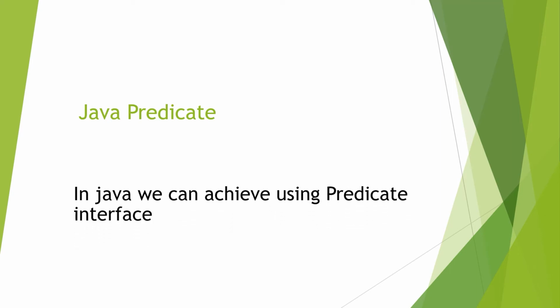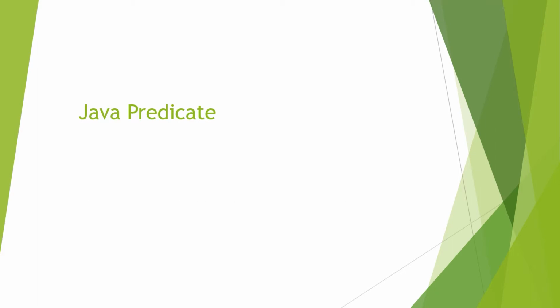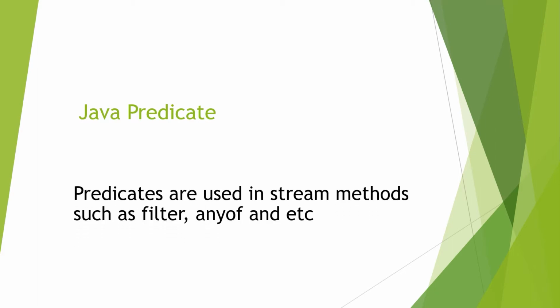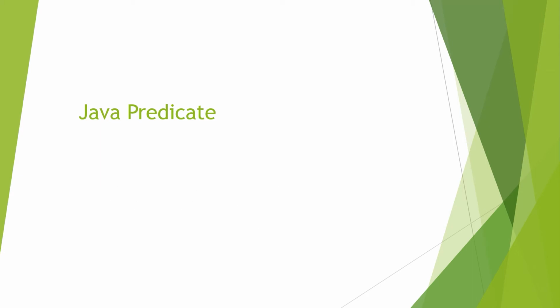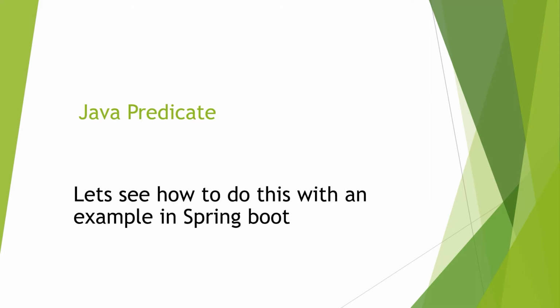This can be achieved in Java using the Predicate interface, which has a method called test, which would return either true or false based on the condition. These predicates are actually used in Java streams methods. Now let's implement the same in a Spring Boot application and see how it works.